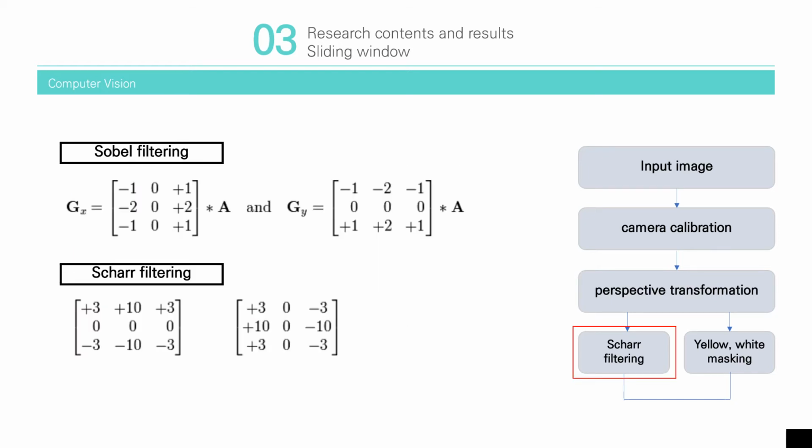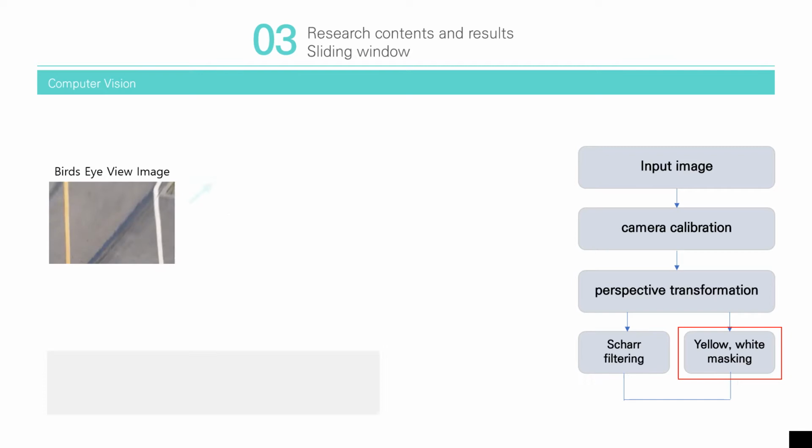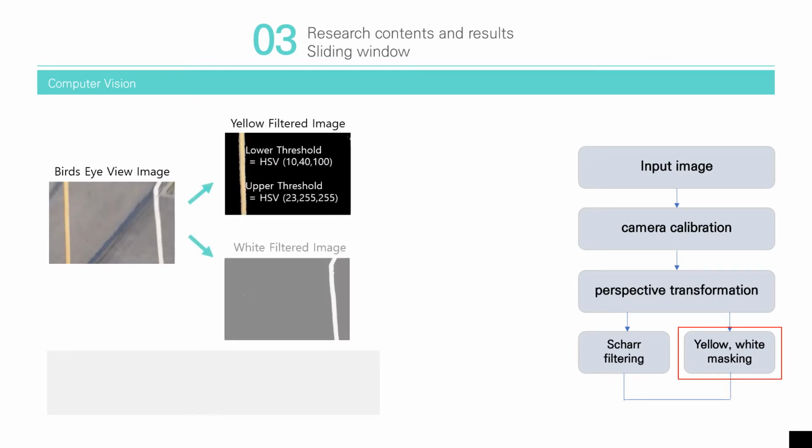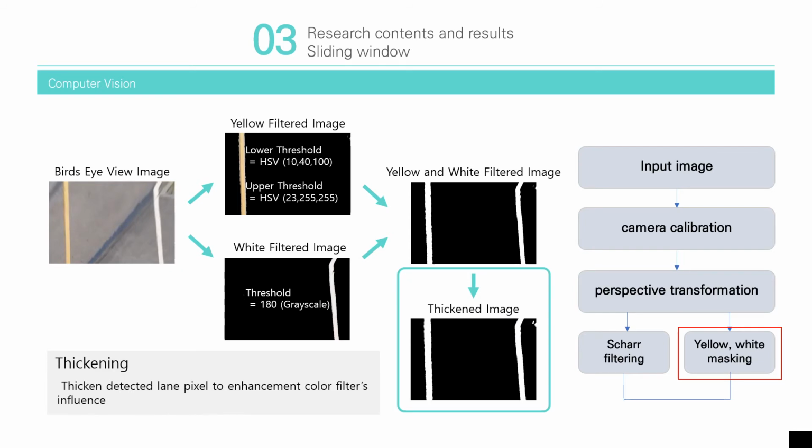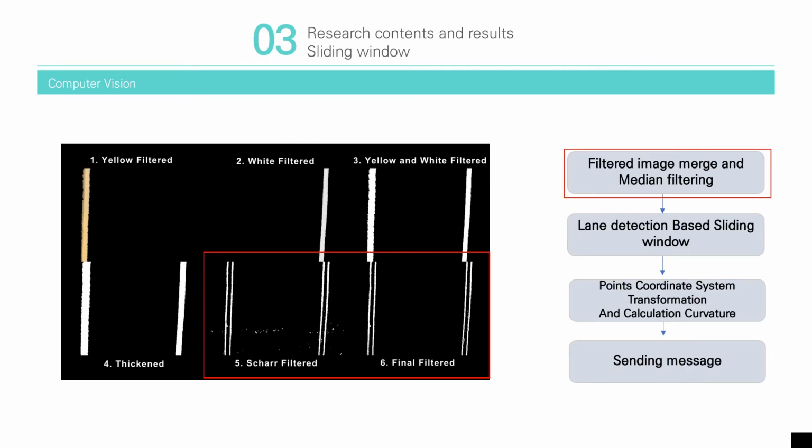Next, Sobel filtering is applied to the transformed images to extract gradient. Compared to Sobel filter, we found that sharp filtering performs better. At the same time, we set the transformed image to lower and upper thresholding, and we mask the yellow and white colors. To further facilitate lane detection, the dilated image is applied.